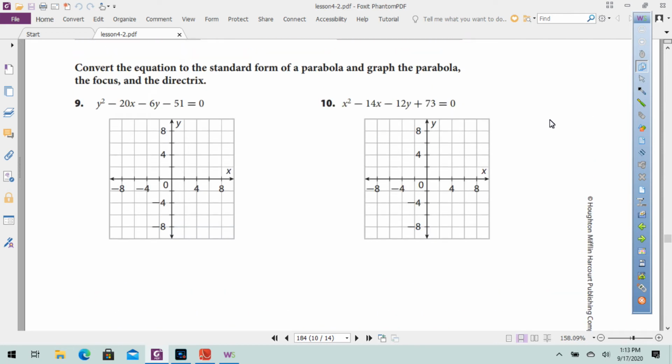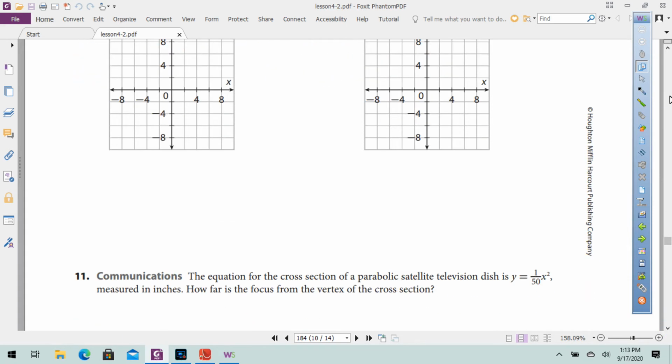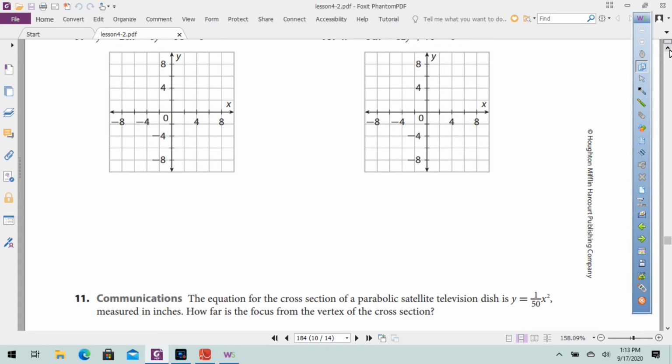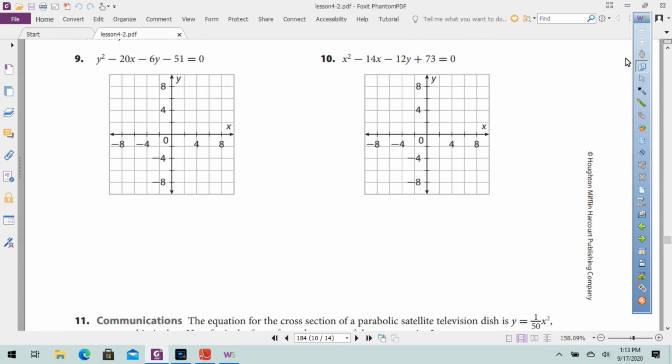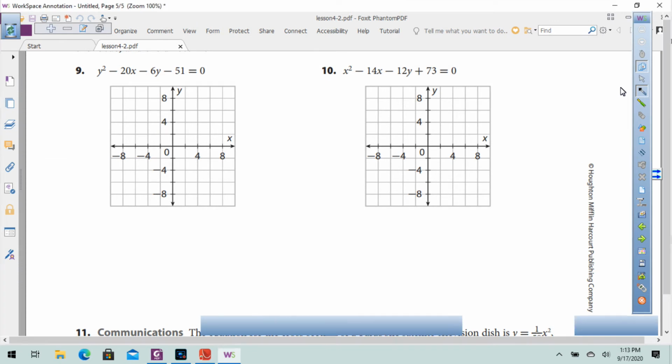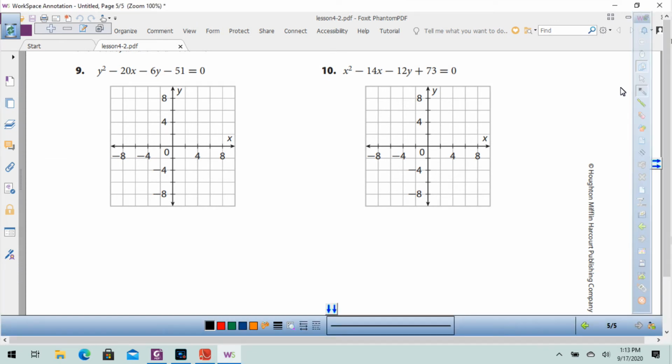Number 9. This new PDF reader is kind of touchy. Number 9. Whoa, what do we got there? It says convert the equation to the standard form of a parabola and graph the parabola, the focus, and the directrix. Uh-oh. Okay, so we have y squared minus 20x minus 6y minus 51 equals 0.